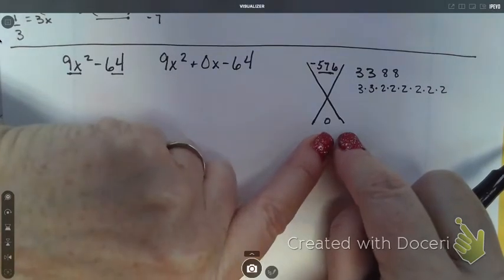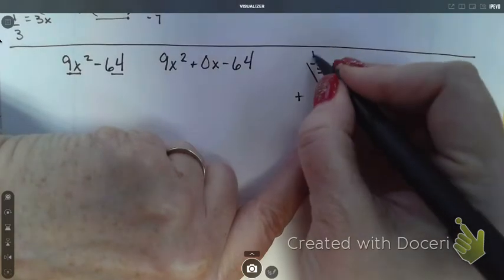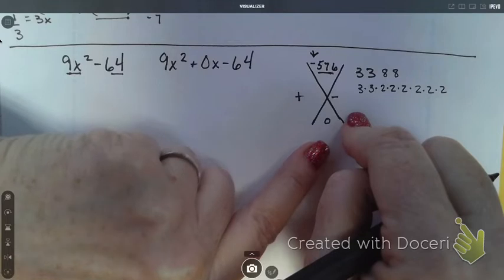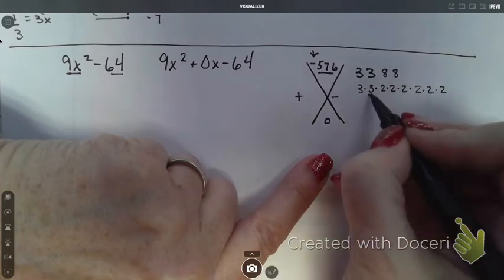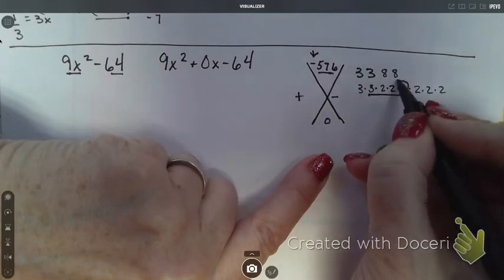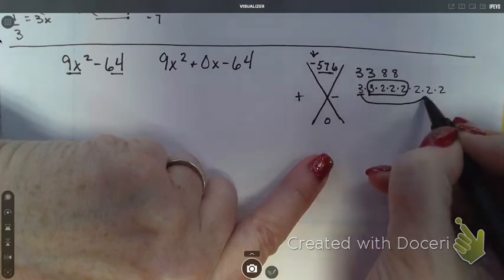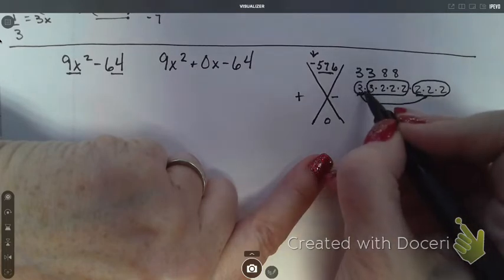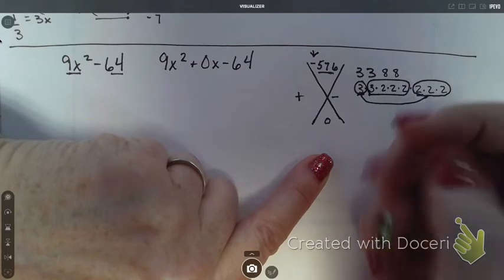Well, if I want something to be 0, don't I have to have a positive and a negative? Because it's negative up here. So that means one's positive, one's negative, right? And the only way it's going to be 0 is if those two numbers are the same, correct? So that means I would group a 3 and 3 2s and a 3 and 3 2s, wouldn't it? Okay. Well, 3 2s is 8. 2 times 2 times 2 is 8, correct?